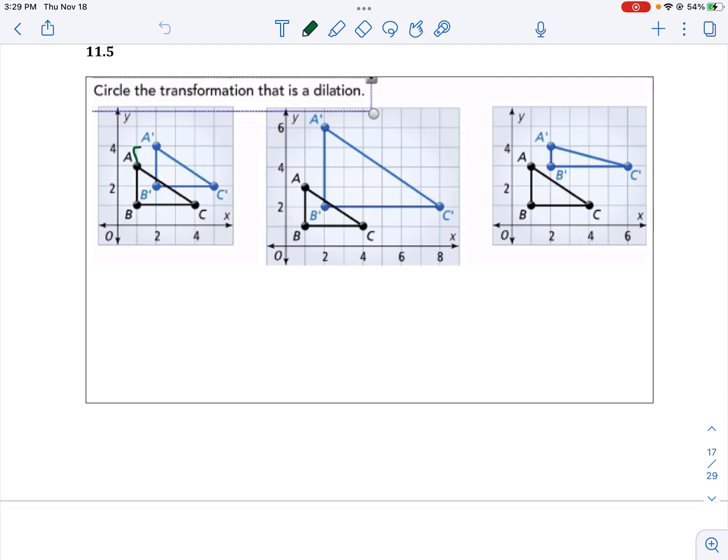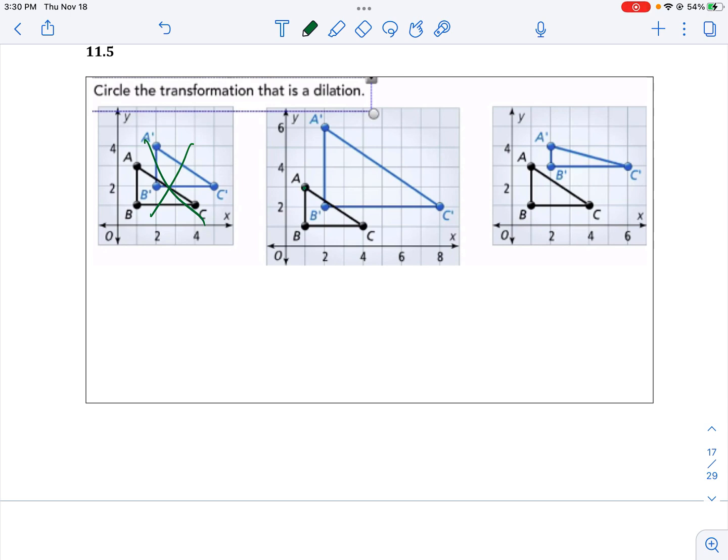From A up to A prime here, these two triangles, the black triangle and the blue triangle, are the exact same size. So it was not bigger, it is not smaller. Because you can also dilate to make an object smaller. Therefore, since it's the exact same size, that is not a dilation.